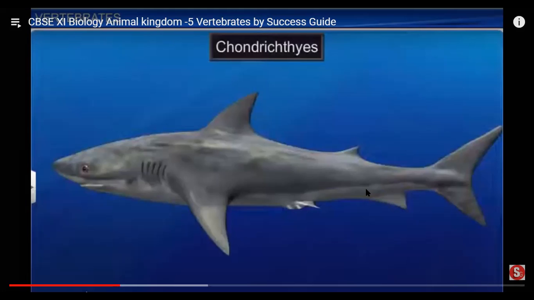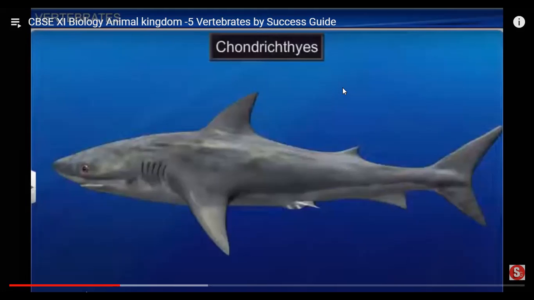Bony fishes are oviparous. They lay eggs. While cartilaginous fishes, ma'am, are viviparous. Very good, because you might have seen a shark giving birth to young ones directly.